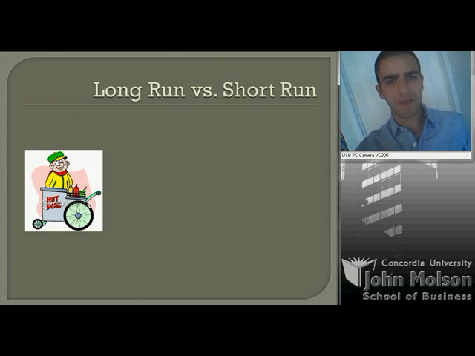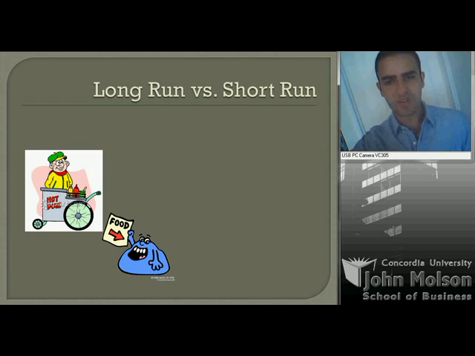Let's say, for example, that I decide to open up a hot dog stand. What would my fixed costs be? My fixed cost would be the cart itself, and my variable costs would be anything that goes away whenever I sell a hot dog. Say, for example, the bread, the sausage, and any dressings that go on top of it.